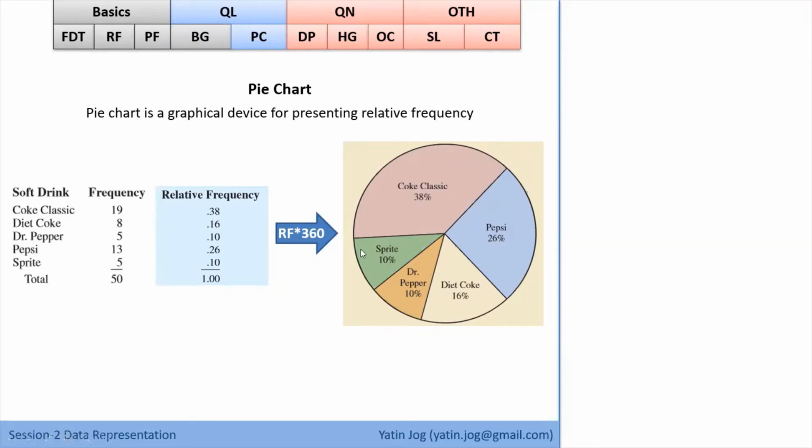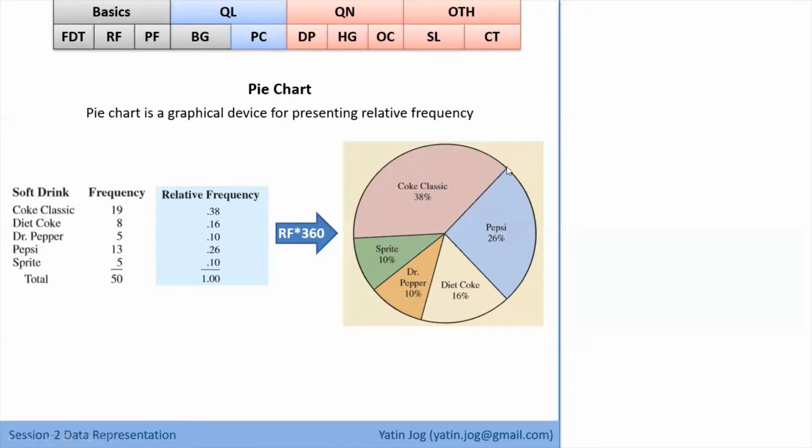So how to draw the pie chart? Just consider this as a starting line or baseline. Using this formula, relative frequency times 360 for 0.38, whatever angle you get, draw that angle from this starting line. That becomes the angle for Coke Classic, and you can draw the line for Coke Classic. So this portion becomes 38% for Coke Classic.